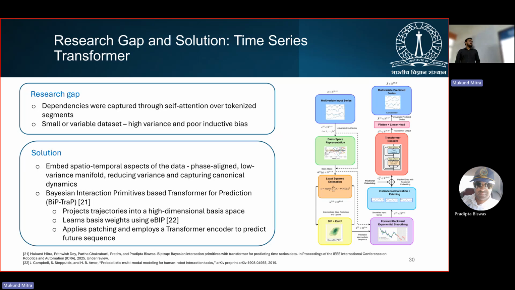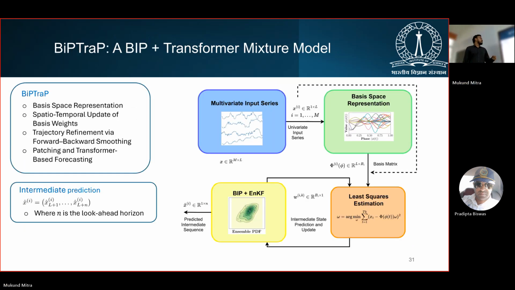So we project the trajectories into a higher dimensional basis space, and then we learn the basis space using ensemble Bayesian interaction primitives. Then we apply patching and pass this through a transformer encoder to predict future data. So BIP BibTrap consists of these 3 to 4 steps. First is basis space representation, then spatiotemporal updates of basis weights, then trajectory refinement via forward, backward, exponential smoothing, finally patching and transformer encoding before the final forecasting.